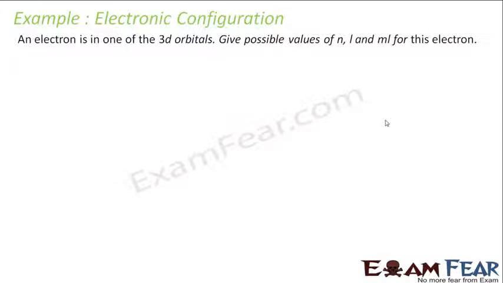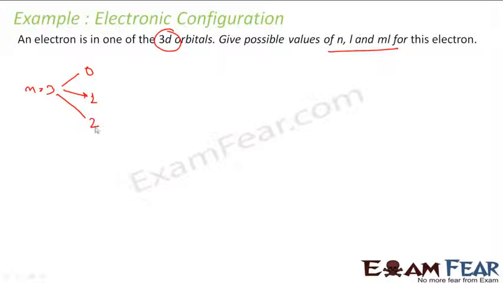An electron is in one of the 3d orbitals. Give the possible values of n, L, ml. So I am saying my n is equal to 3. For n is equal to 3, I have 3 options. L can be 0, 1 and 2.